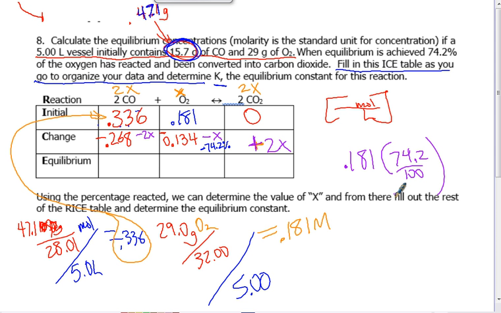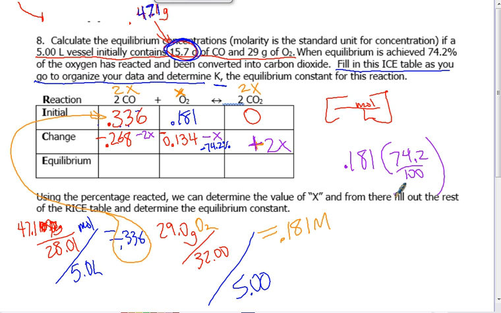How did I get this 0.268? For every oxygen that's lost, how many carbon monoxides do I have to lose? 2. So if I know this is 0.134, this has to be twice that value, doesn't it? True? So that's what I used those coefficients for. That's a mole ratio, isn't it? And I'm applying it to molarity. And molarity is moles per liter, so I can use a mole ratio on molarity to figure out how it would change.